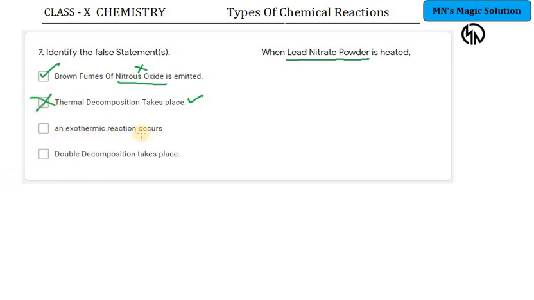Is this an exothermic reaction? No, actually here you are supplying heat in order for the reaction to complete. Therefore, exothermic reaction is a false statement, so I have to mark it here, as the question is to identify the false statements. Double decomposition takes place. Double decomposition requires both to be salts, but here there is only one substance. Therefore, this is also a false statement, so I have to mark this. If you have marked 1, 3 and 4, these 3 parts, then 2 points will be provided to you.